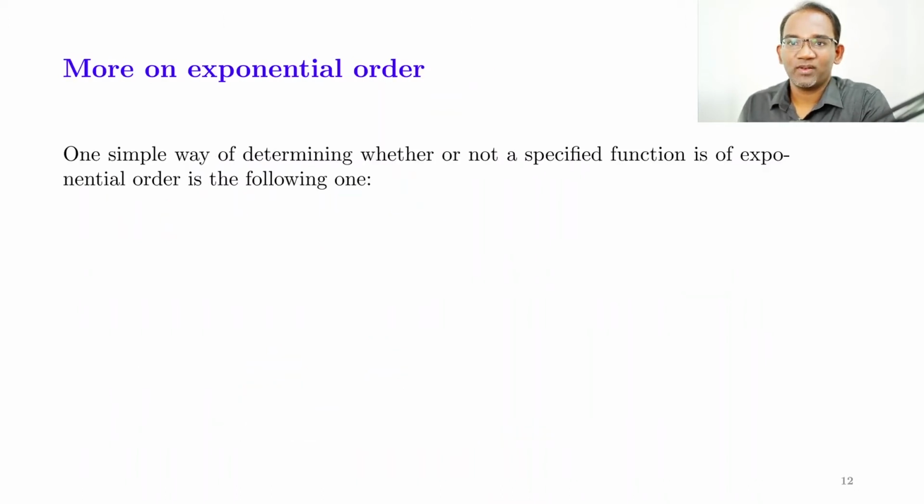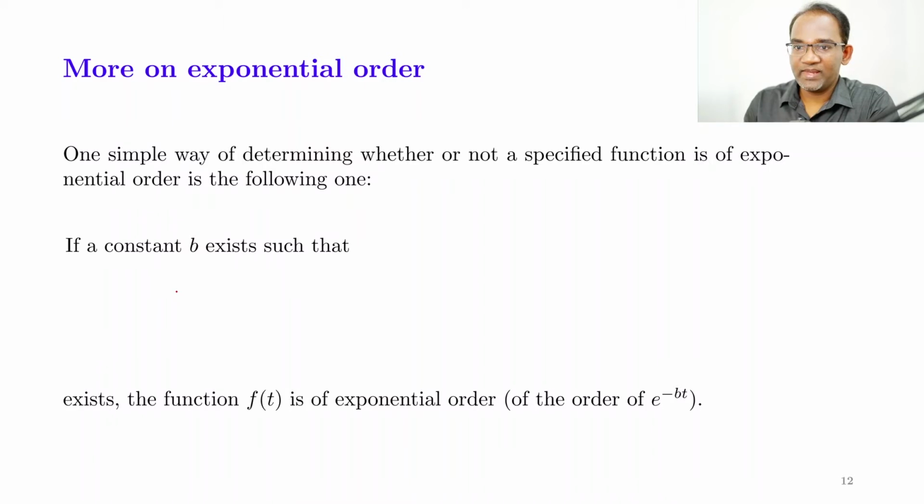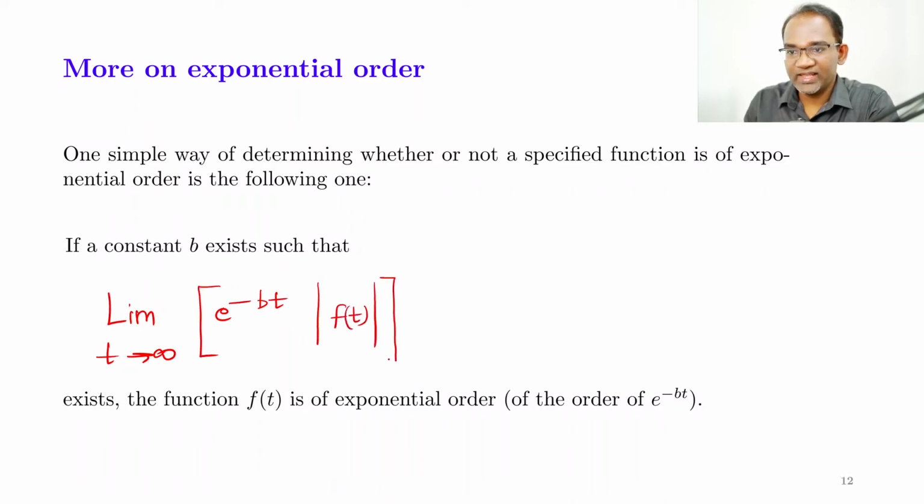Now we'll discuss more about exponential order. One simple way of determining whether or not a specified function is of exponential order is the following one. If there exists b such that the limit as t tends to infinity of e^(-bt) |f(t)| exists, the function f(t) is said to be of exponential order, that is, of the order of e^(bt).